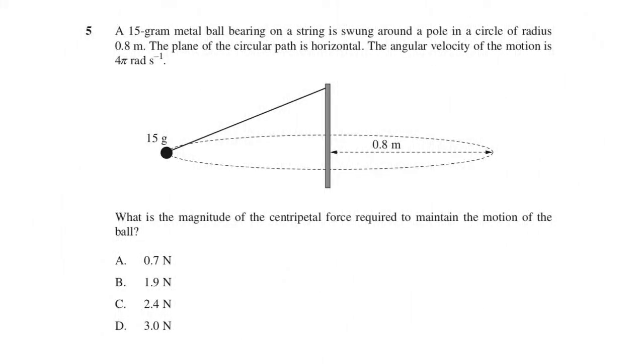The question we're working on here is question 5 from the sample questions put out by NESA for the new HSC physics syllabus. So we've got a 15-gram ball swinging around on a circular trajectory with a radius of 0.8 meters, moving with an angular velocity of 4 pi radians per second. We've got to work out the centripetal force that's required to maintain that constant motion.